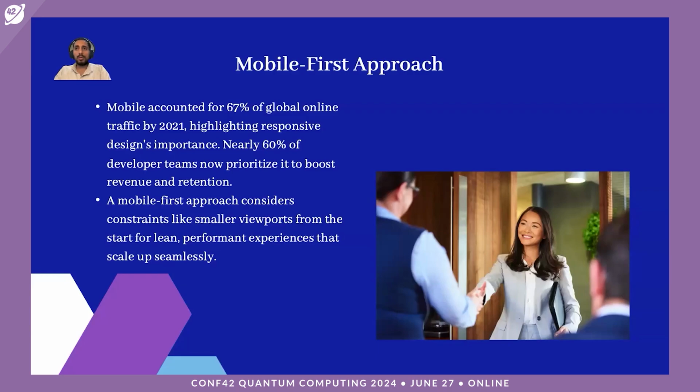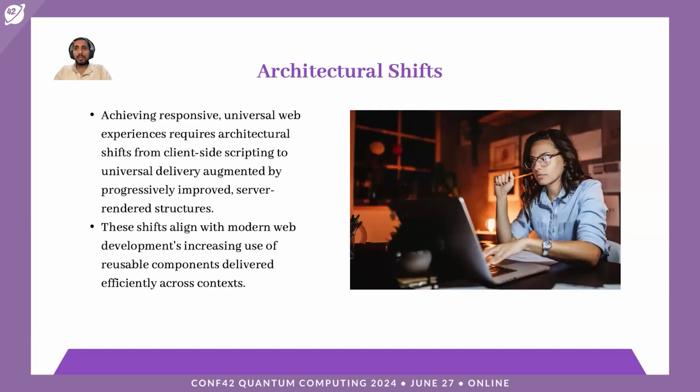By focusing on mobile usability, they were able to create a streamlined shopping experience that served users on the go, ultimately boosting overall sales. Achieving responsive, universal web experiences requires architectural shifts from client-side scripting to universal delivery, augmented by progressively improved server-rendered structures. These shifts align with modern web developments, increasing use of reusable components delivered efficiently across contexts.